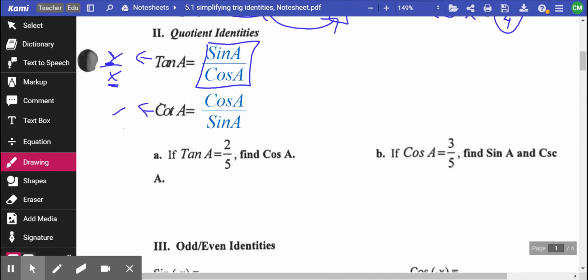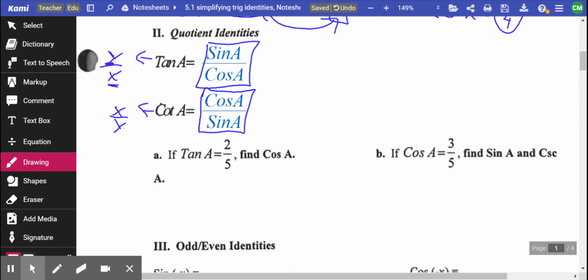Cotangent in the unit circle was x over y. So therefore that's flipped, right? And I know cotangent is the reciprocal of tangent. So this is cosine over sine.